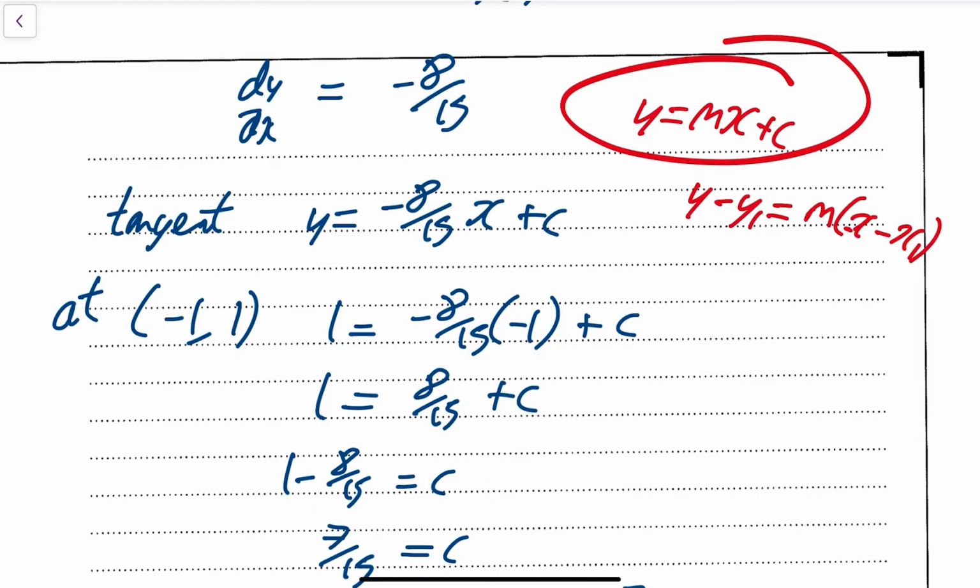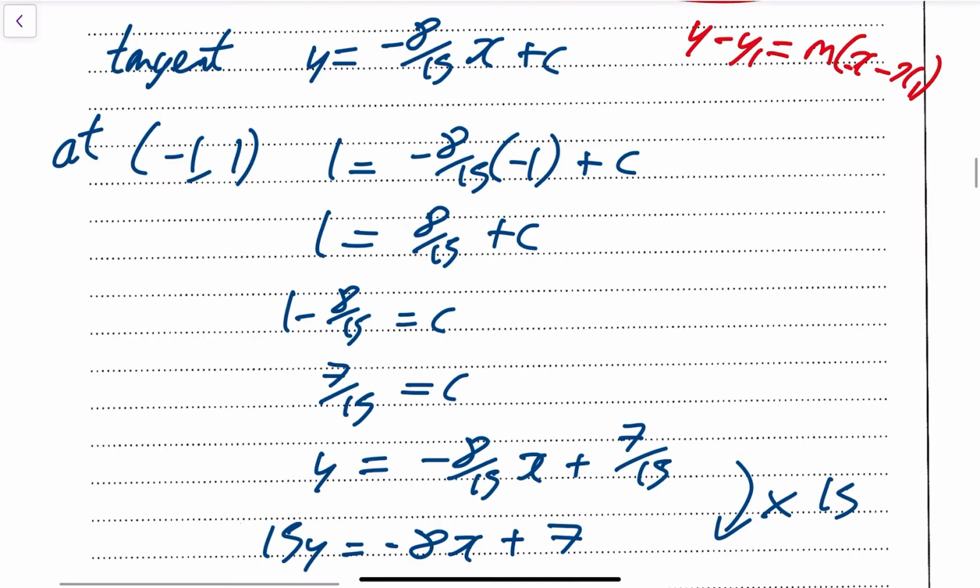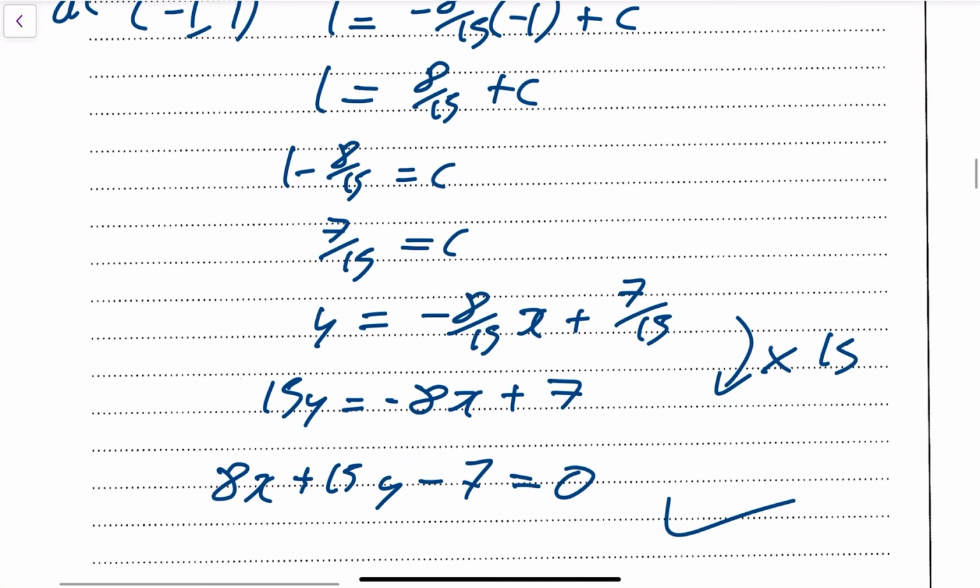Bring the 8 over 15 across. 1 minus 8 over 15 equals c. 7 over 15 equals c. y then equals minus 8 over 15x plus 7 over 15. Multiplied through by 15, you get 15y equals minus 8x plus 7. Bring it all to one side. 8x plus 15y minus 7 equals 0. Really nice wee question. Very nice indeed.